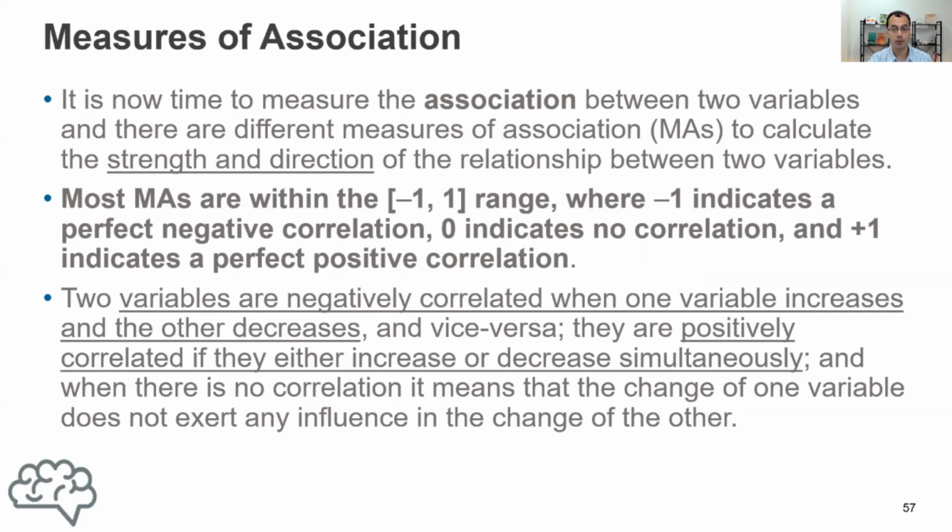We say that two variables are negatively associated or negatively correlated when the increase in one variable promotes a decrease in the other variable, and vice versa. By contrast, they are positively correlated if both of them either increase or decrease simultaneously.